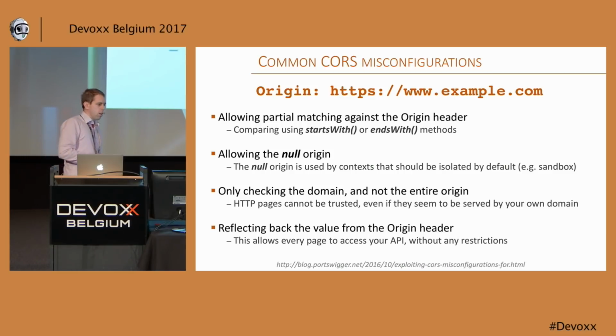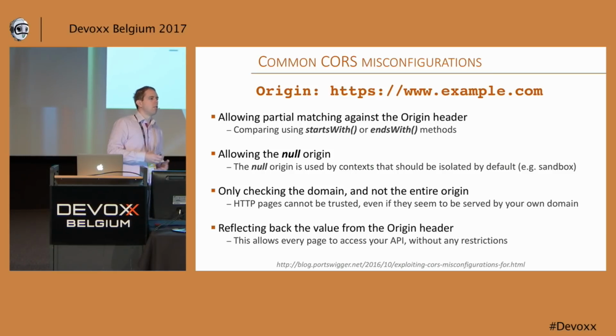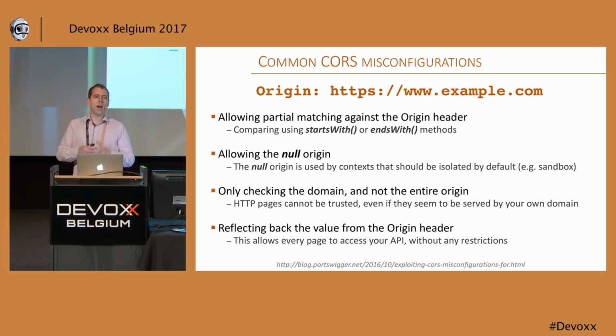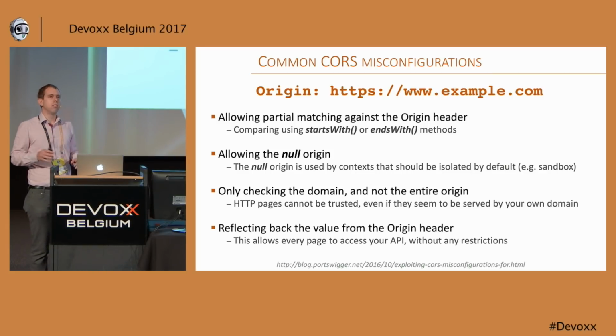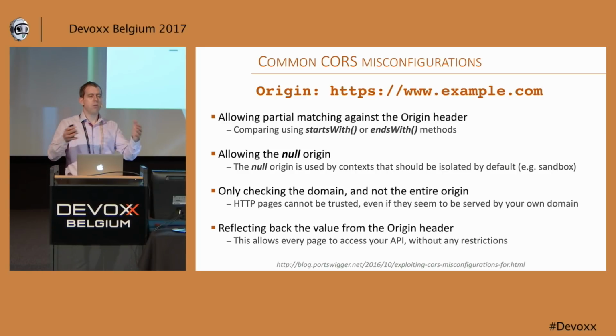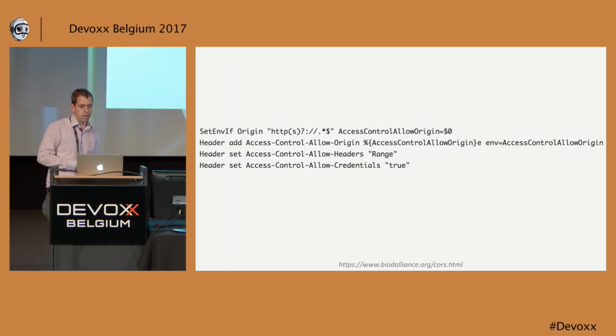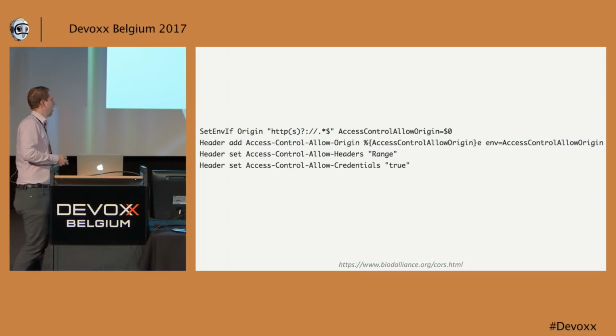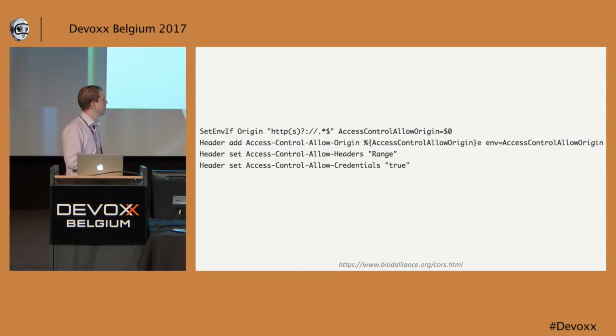And the worst offenders are those that simply reflect back the value from the origin header. Essentially, they have a wide open CORS policy by default. And this sounds absolutely crazy. Like, who would do that? Who would simply allow anyone to access anything? Well, again, I Googled for this, and I found, I'm not sure what it does, but I found a system that encourages people to configure it like this.